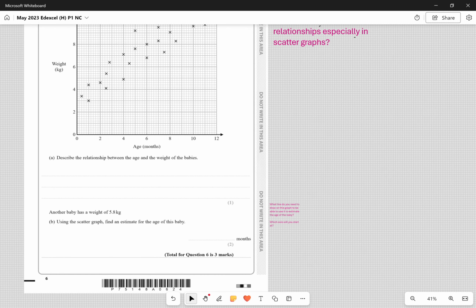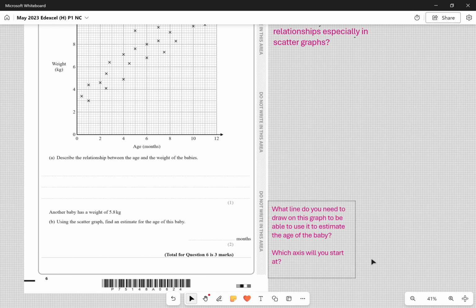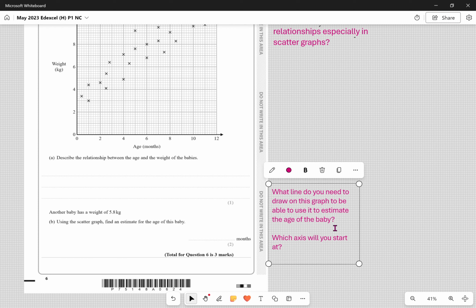In part B, it gives you a piece of information. It says another baby has a weight of 5.8 kilograms, and you have to use the scatter graph to find an estimate for the age of this baby. So you may want to think about these things. What line do you need to draw on this graph to be able to use it to estimate the age of the baby? A line that you've often probably drawn on scatter graphs in the past. And which axis will you start at?